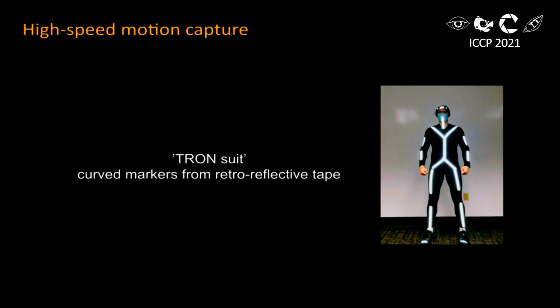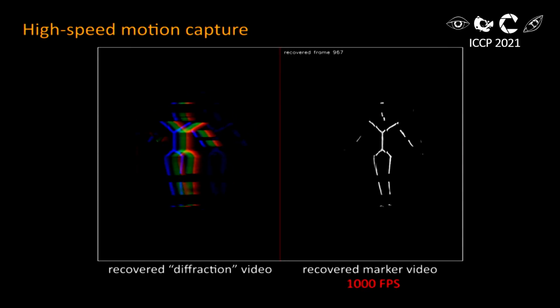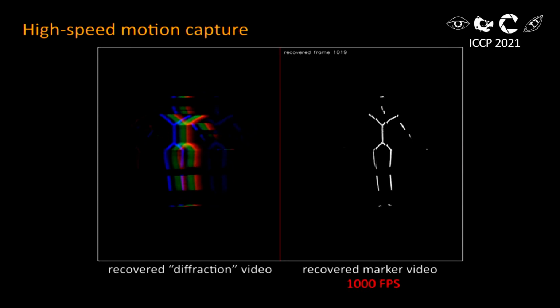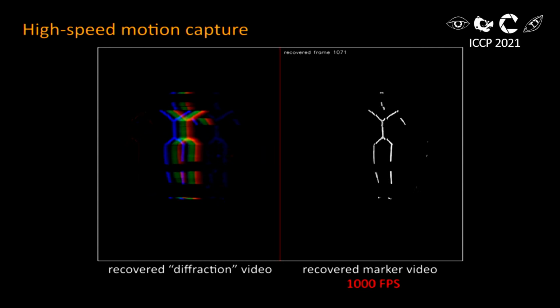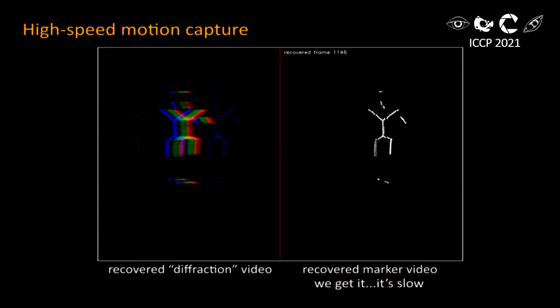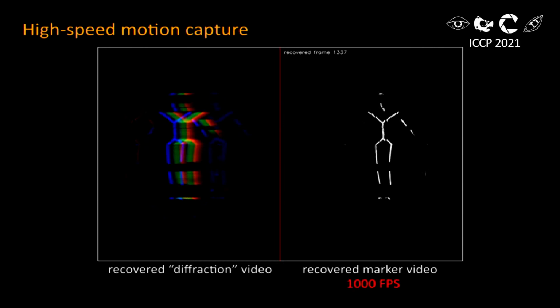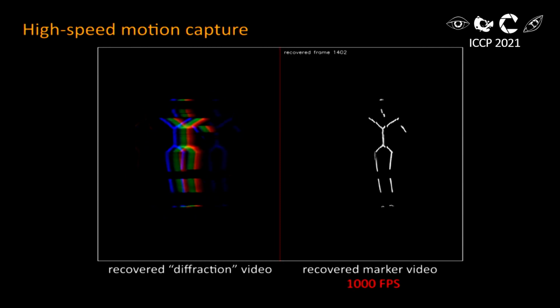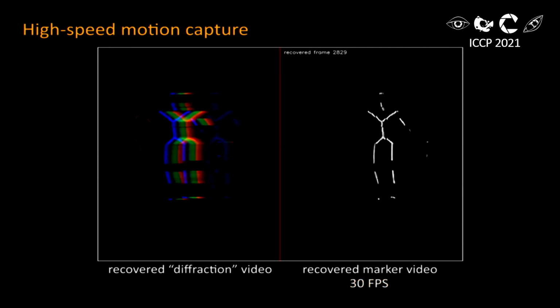In this experiment, the actor is wearing a Tron-like suit that outlines his skeleton. Here's the recovered 1000 FPS video of the markers. Notice again that the actor is swinging the rope 2 times under his feet for every jump. This is a fast exercise that doesn't always go well.